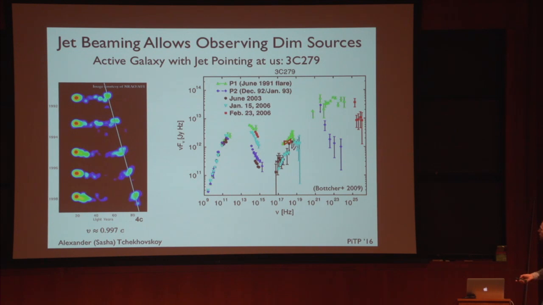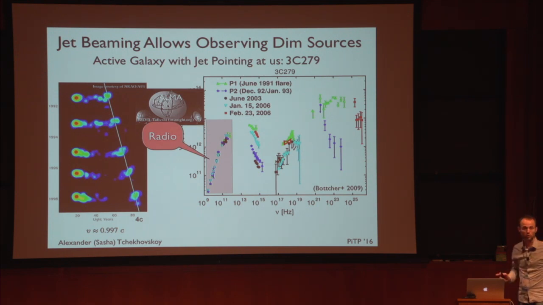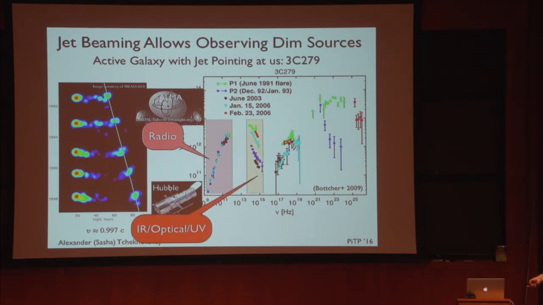So for instance, here is a broad band spectrum of this source, and it extends from low frequency radio to the very high energy gamma ray emission. And there are a lot of instruments that we can use to study the emission of this jet and similar jets. For instance, in the radio, there is a beautiful ALMA instrument and many other instruments, just showing you the latest and greatest.